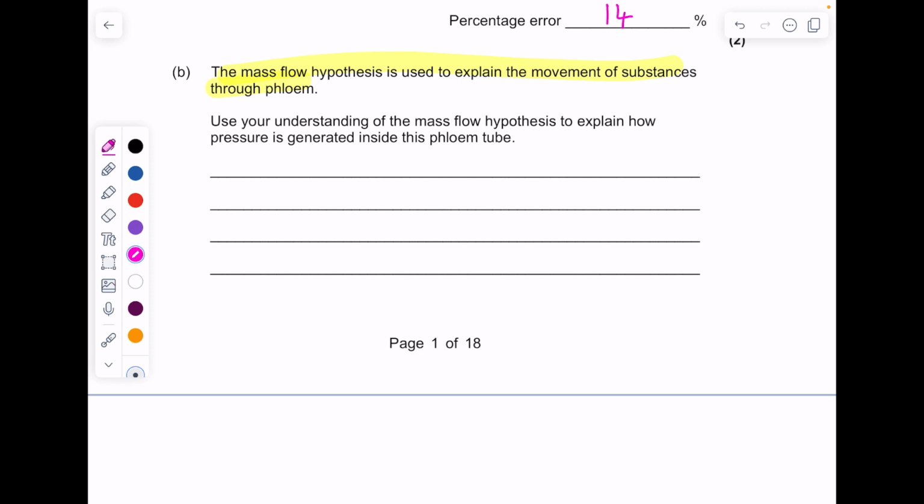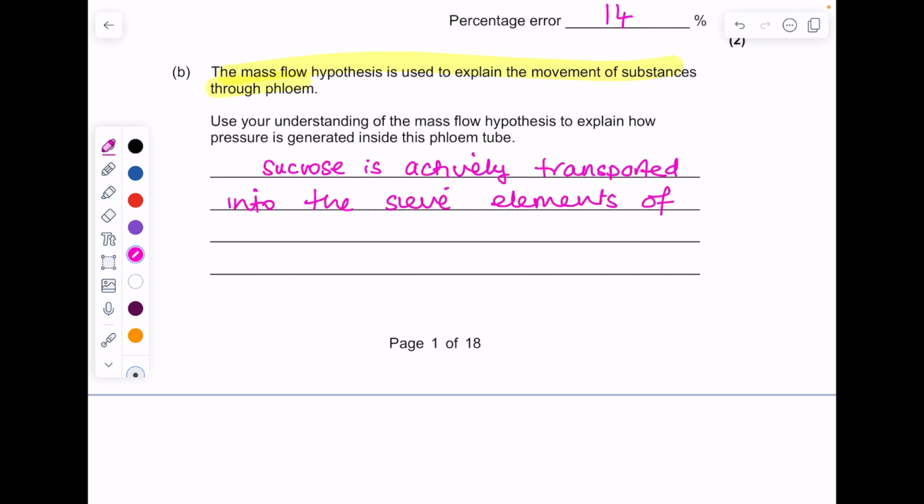So remember, the first thing is to talk about the fact that the sucrose is actively transported into the sieve elements of the phloem by the source. This increase in solute concentration, remember, lowers the water potential, meaning that water is going to enter the phloem from the xylem by osmosis.